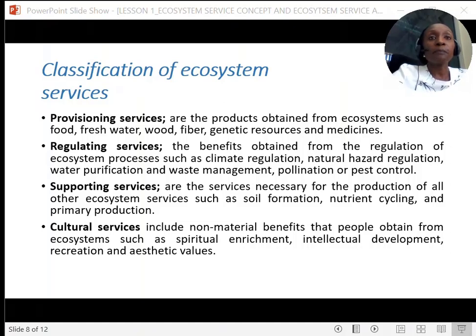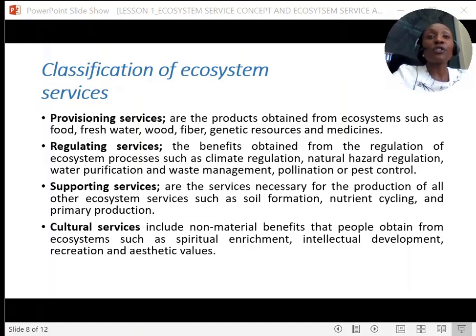We also have supporting services, and these are services that underpin almost all the other services, and they can be defined as the services necessary for the production of other ecosystem services. So we have things like soil formation, nutrient cycling, primary production, and so on and so forth.